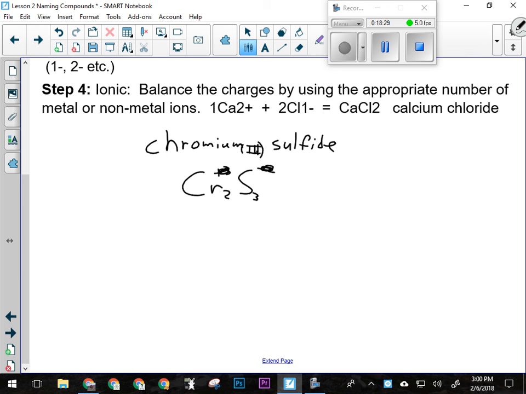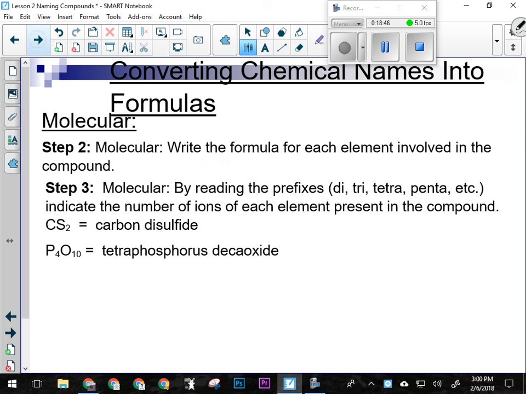It should be, because in a molecular compound's formula, what do they tell me? They don't tell me the charge. They tell me how many of everything there is. Okay, molecular compounds have prefixes in their names to tell me exactly what I'm dealing with. All right, so in a molecular compound, we write the formula for each element.